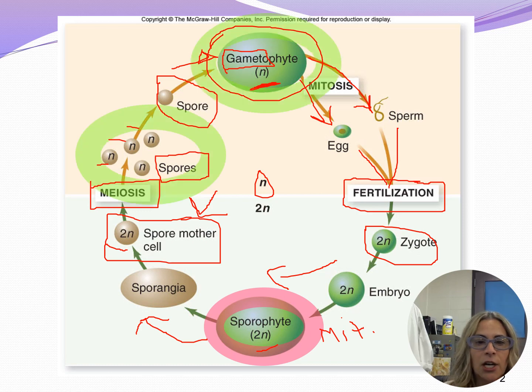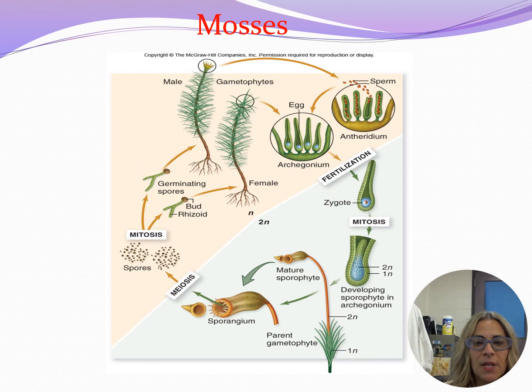Now, if we take a look at our next slide here, we'll take a look at mosses, and these again have a slightly different life cycle than the ferns and the jellyfish, etc.